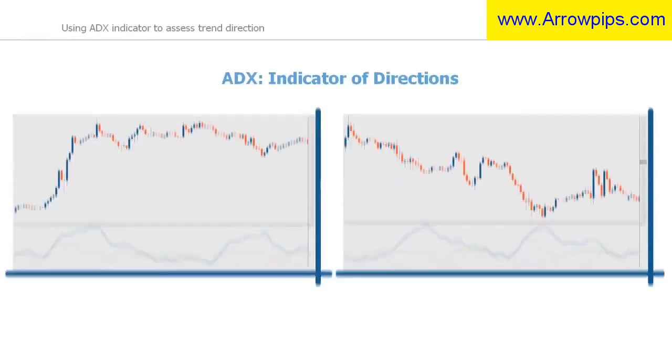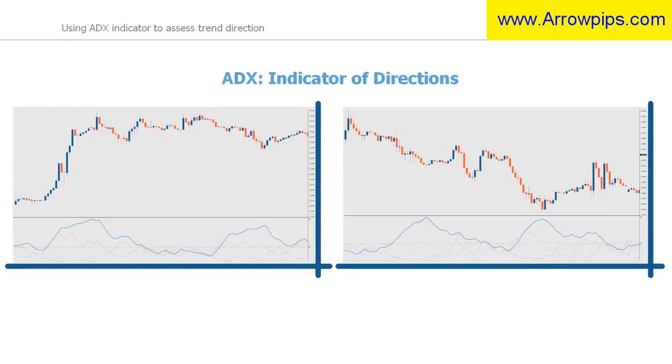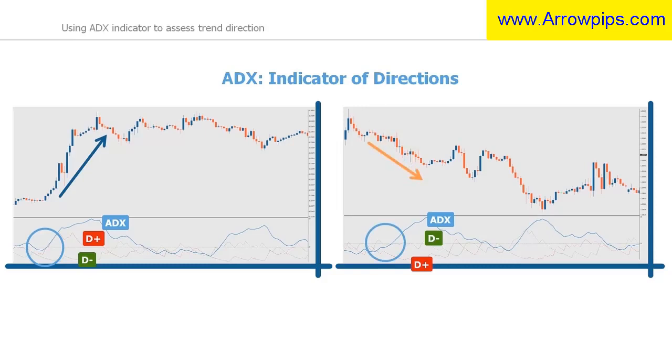The ADX indicator can give you a good indication which direction to be trading in. As previously shown, the ADX indicator is composed of three lines: the ADX line, the D+ line, and the D- line. When the positive D line rises above the negative D line, you can consider the trend to be up. And when the positive D line is below the negative D line, you can consider the trend direction to be down. The trend strength is then indicated when the ADX line rises above the 25 level.